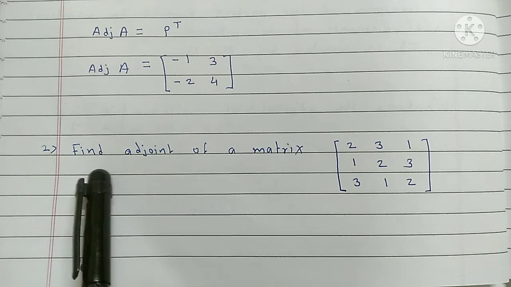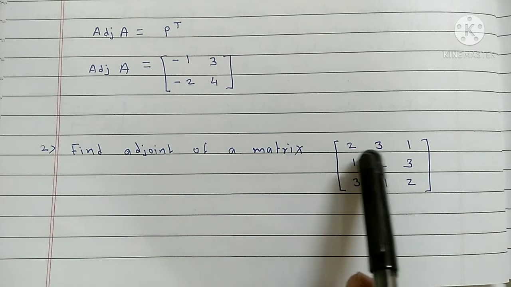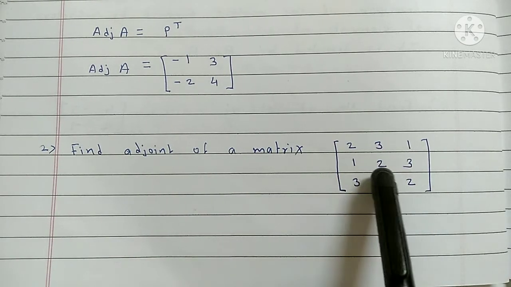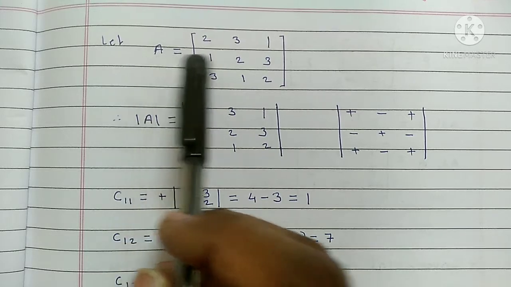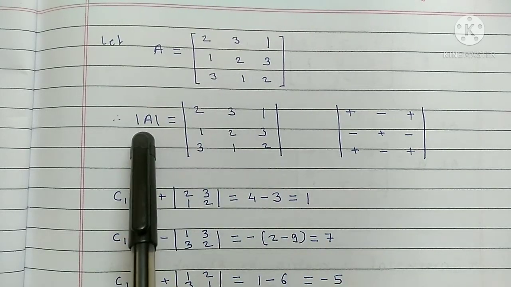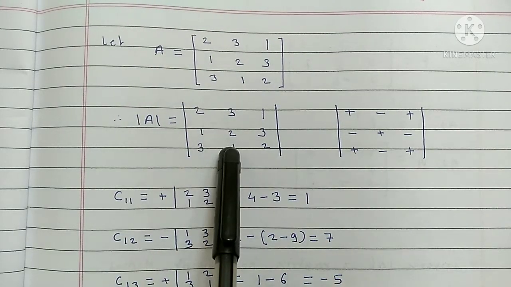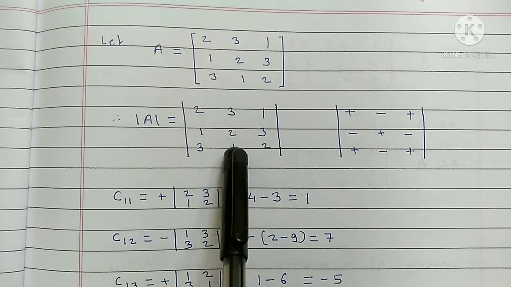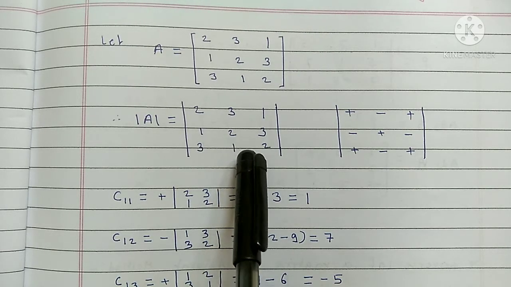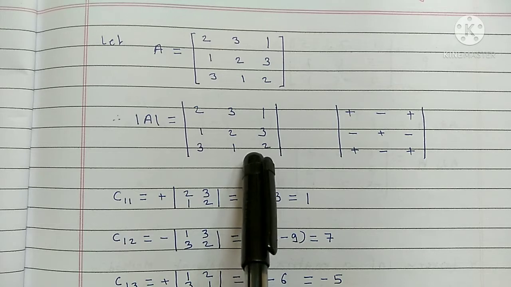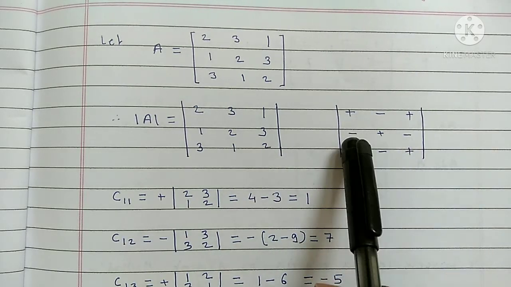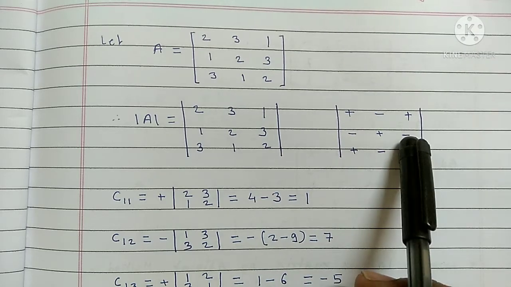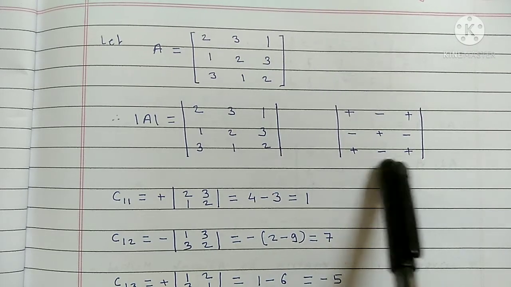Now next sum is find adjoint of a matrix 2, 3, 1, 1, 2, 3, 3, 1, 2. So this is our matrix A. So we'll write determinant of A. Now corresponding signs. The corresponding signs for matrix of order 3 cross 3 is plus, minus, plus, minus, plus, minus, plus, minus, plus.